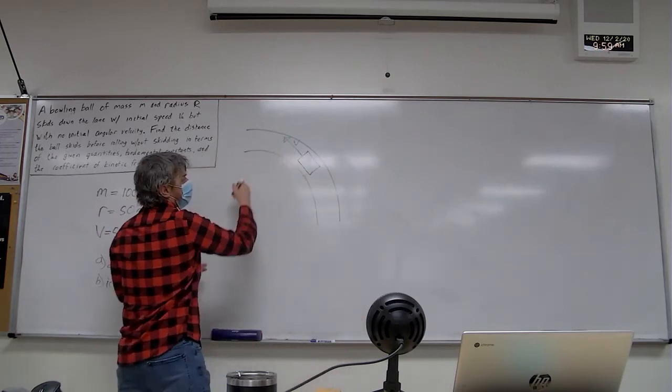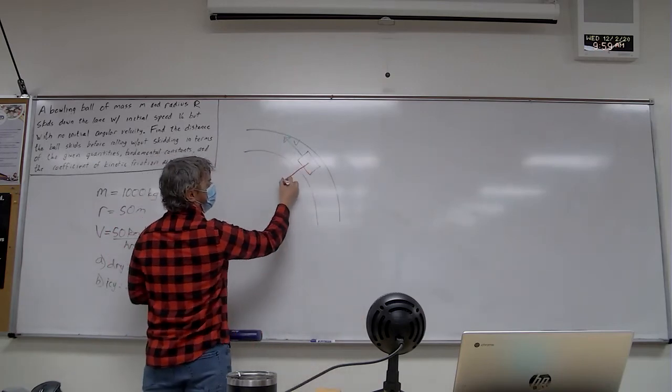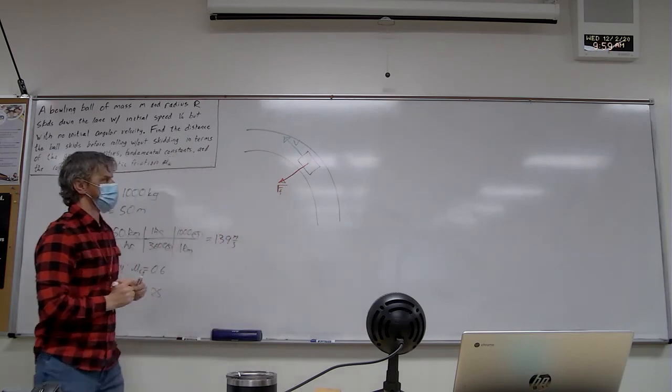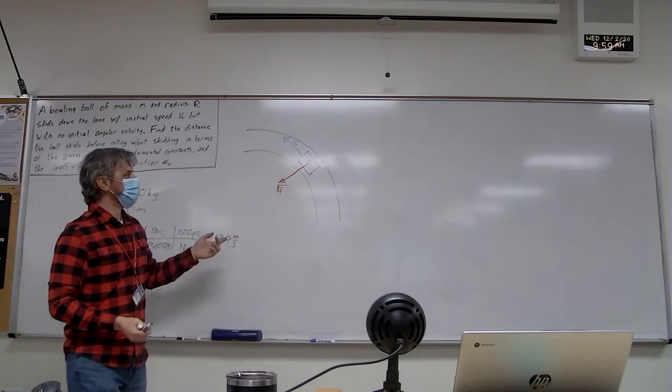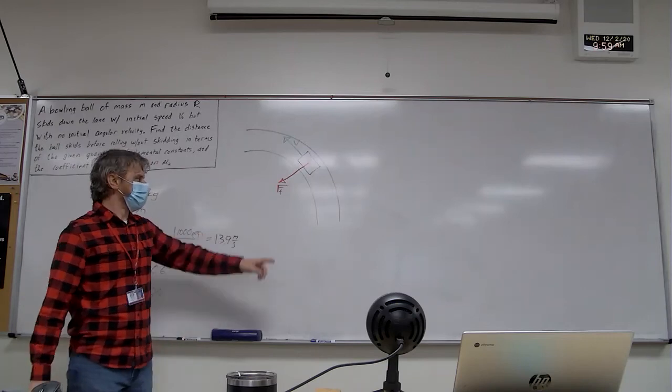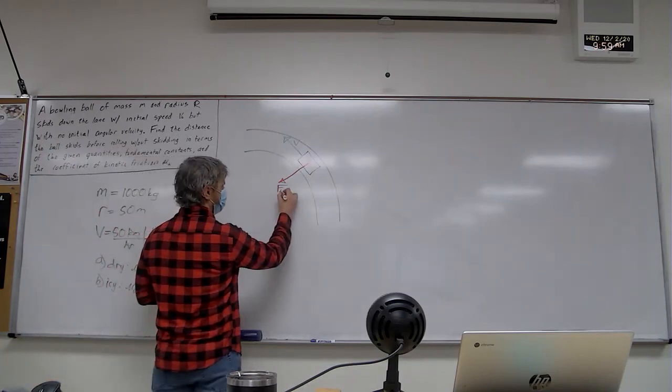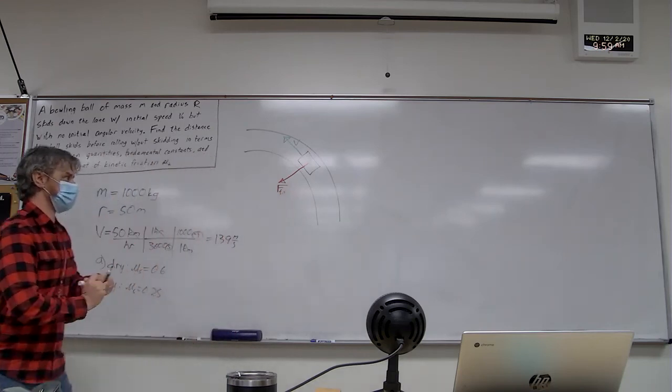So it's moving this way, and the centripetal force is going to be towards the center of the circle, and that is going to be the static friction force. We're not dealing with kinetic friction here. Well, we kind of are, but I'm just going to put it as the friction force. Let me be precise: it's Fs, comma, s. Static friction force.